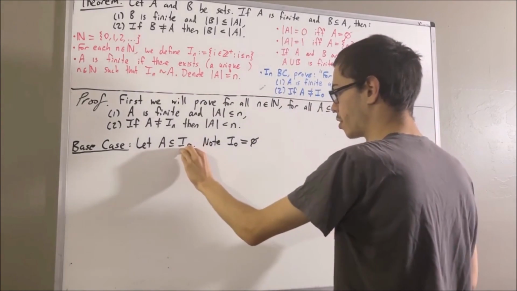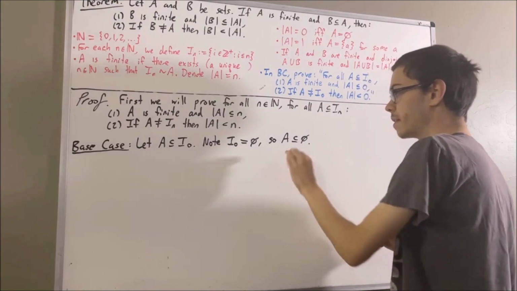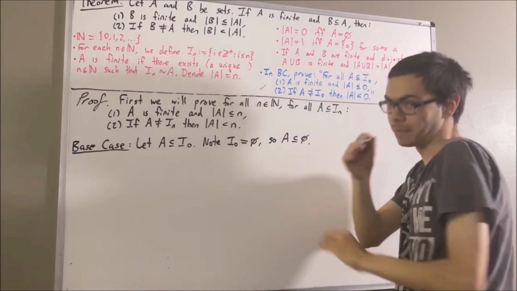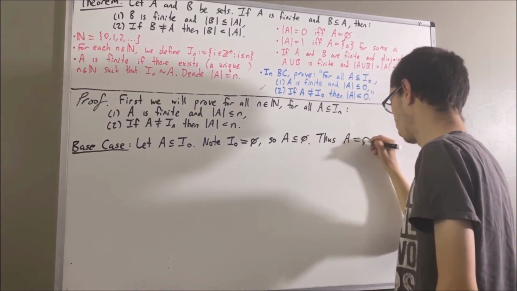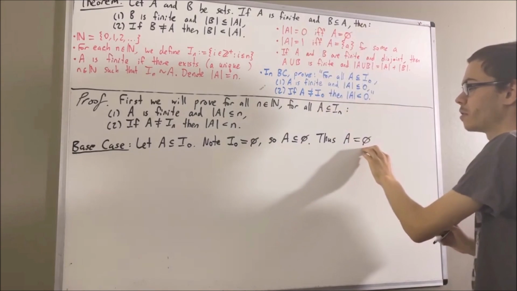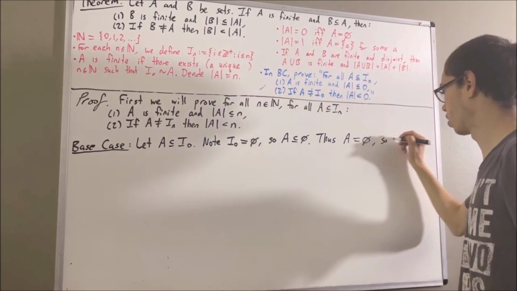So we can replace I0 here with the empty set. And then, since A is a subset of the empty set, it follows that A must be the empty set as well. And by our first fact, since A is empty, it follows that A is finite and the number of elements in A is equal to 0.